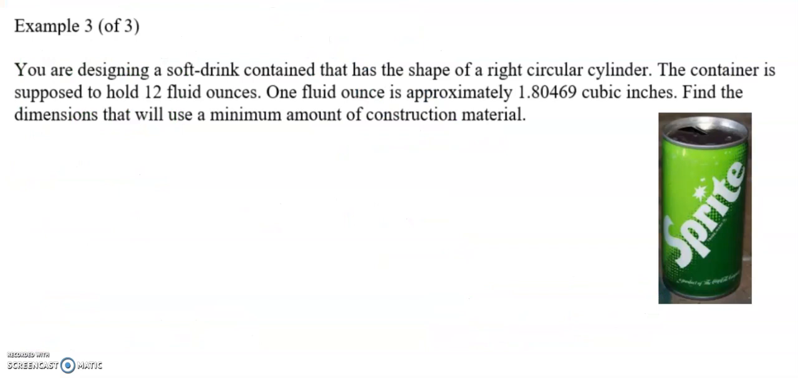You are designing a soft drink container that has the shape of a right circular cylinder. The container is supposed to hold 12 fluid ounces. 1 fluid ounce is approximately 1.80469 cubic inches. Find the dimensions that will use a minimum amount of construction material. So the thing I would like to minimize is going to be the surface area.